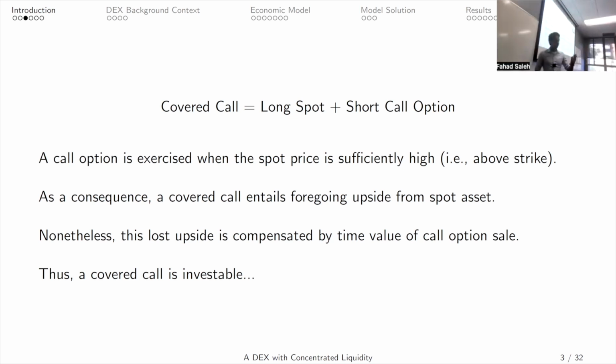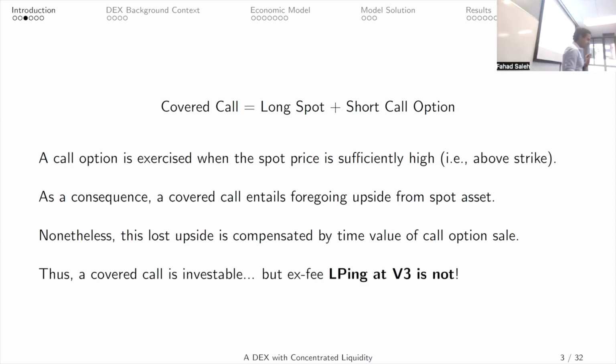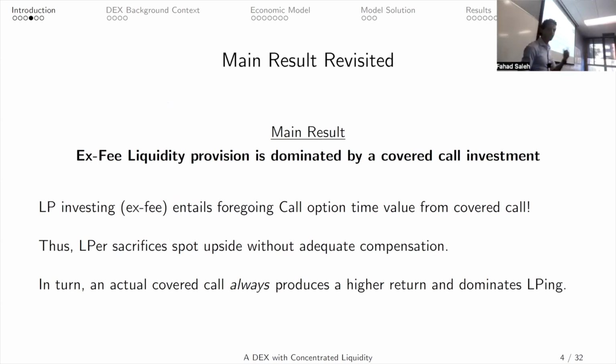But remember, I said that the liquidity provision at Uniswap v3 approximates a covered call. I didn't say it is a covered call. And so it turns out one of the key differences is that while the covered call is an investable portfolio position, providing liquidity at Uniswap v3, if you're just getting the P&L from the liquidity, is actually not investable. And the reason for that is exactly this point about the call premium.